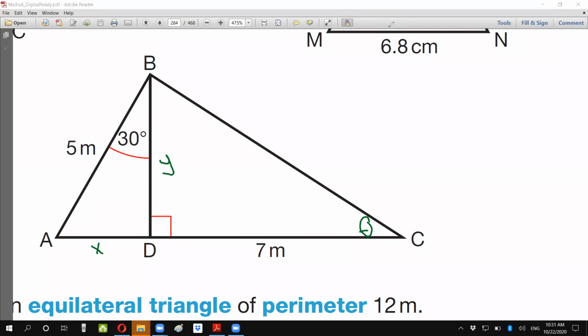Who will solve? Which one will you choose: X, Y, or theta? Which one will you find? As you like, choose any one. The one with the X, the triangle with X. What will you find?